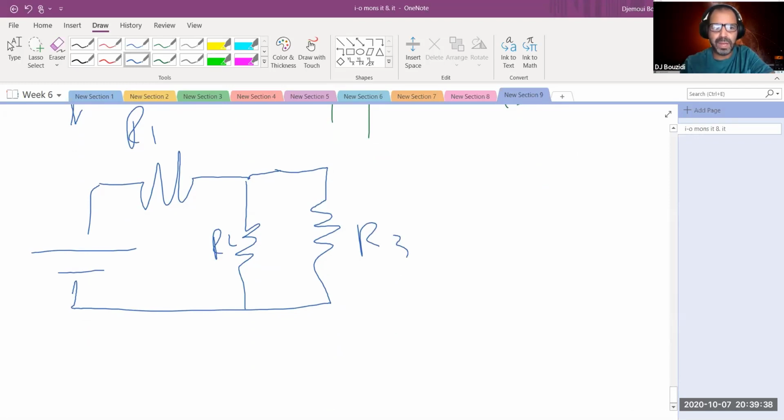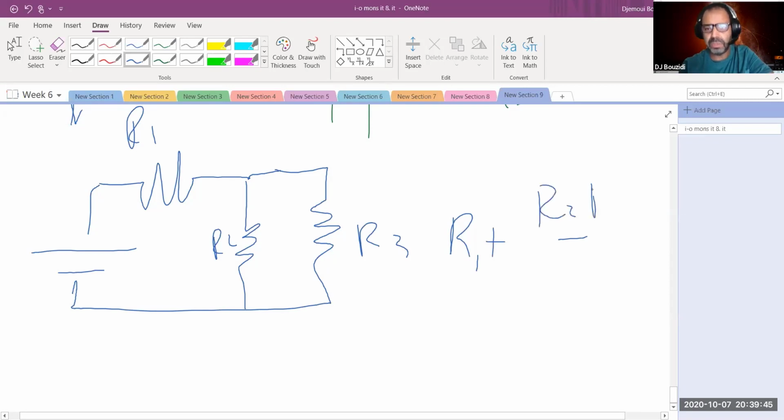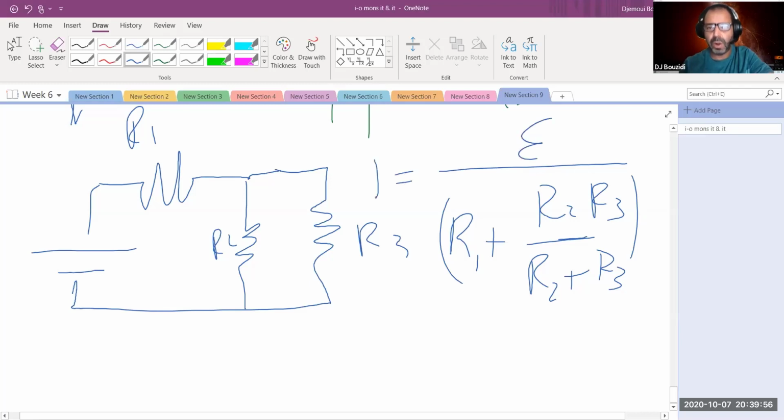The R equivalent for this case is R1 plus R2 times R3 over R2 plus R3. So that's R equivalent. This is the whole thing, multiplied by the current should give me the EMF. So this is the total current here. Well, in order for me to find this specific current, I know R3 times it is the voltage across it. It's basically this minus that.